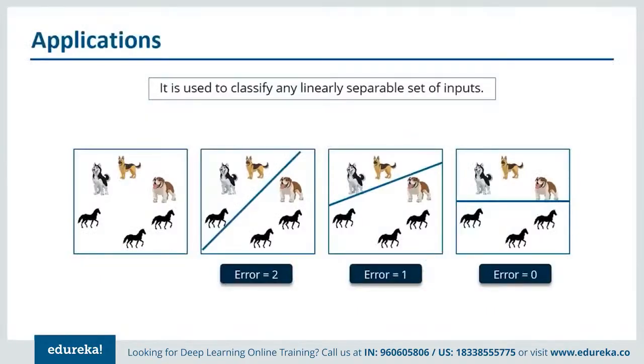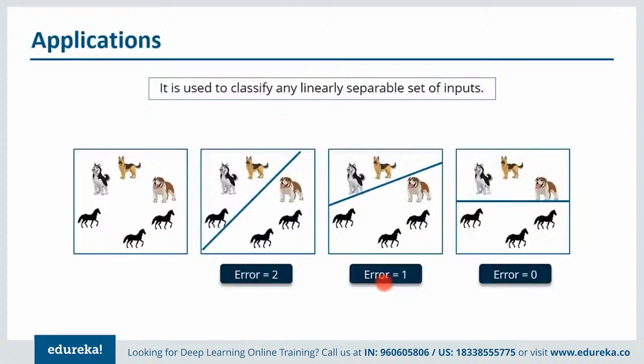Now, as I've told you earlier as well, it can be used to classify any linearly separable set of inputs. Let me explain with the diagram in front of your screen. We have different types of dogs and we have horses, and we want a line that can separate these two. Our first iteration will produce this sort of line. But here we notice that we have error, as we have classified one of the horses as a dog and a dog as a horse. So error is 2 here. Now we have updated the weights, and after updating the weights our error has reduced. We have classified all the horses correctly, but one dog we have classified wrong and considered as a horse. So our error becomes 1.